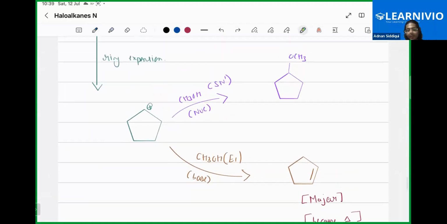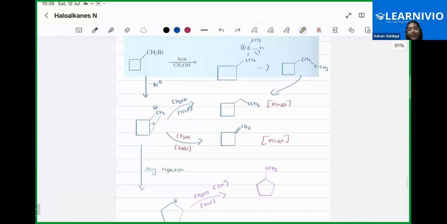Are you getting what I'm trying to say? I'm trying to say SN1 and E1 always go hand in hand. You are going to get a number of products, but the product which is major will depend on the stability of substrate and temperature and energy conditions.